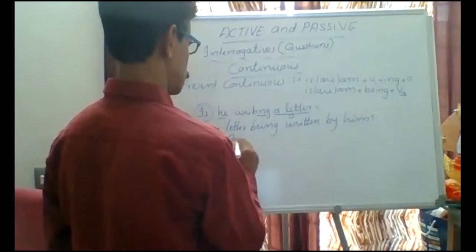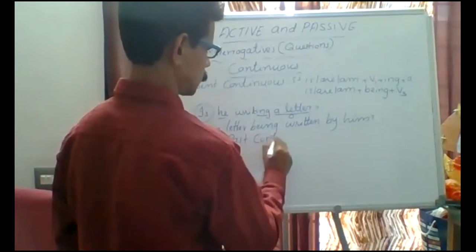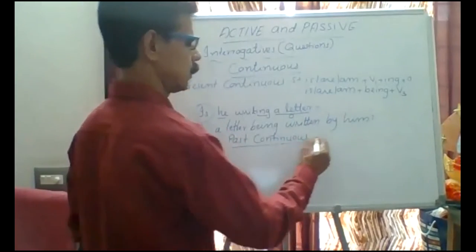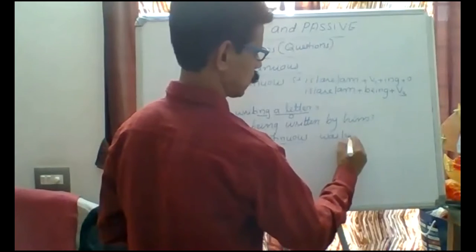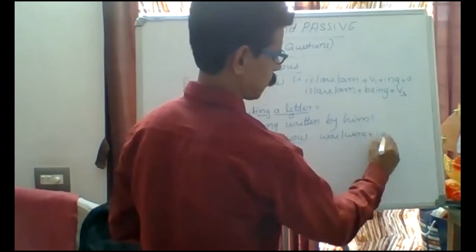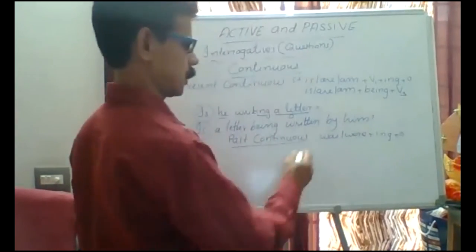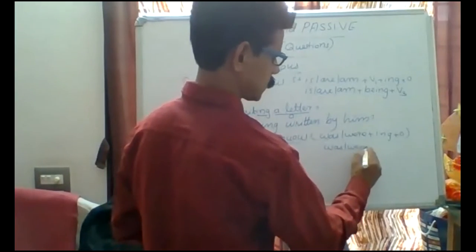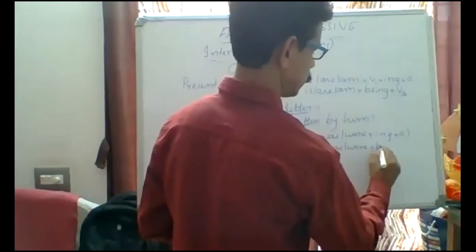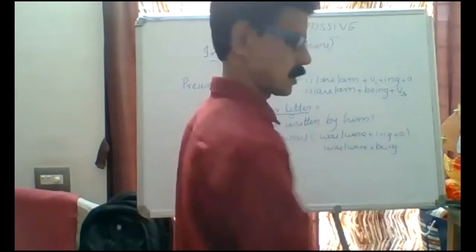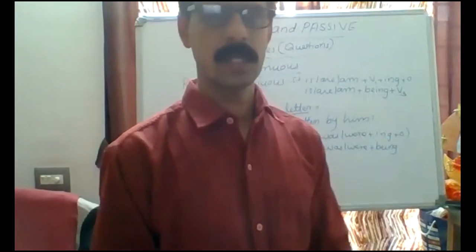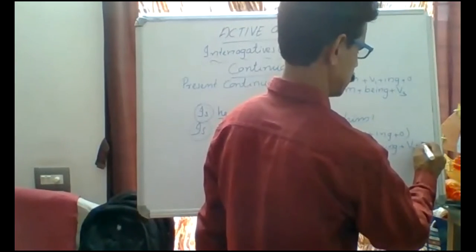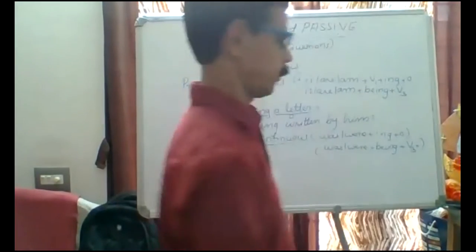If I take past continuous, the past continuous structure, you already know: was or were plus the ing form of the verb plus object is the structure of active voice. The passive voice is was and were plus being, which you add here because it is a continuous tense. In continuous tenses, we must add being as the V form. Being plus the third form of the verb, V3, plus by object is the construction of passive voice.